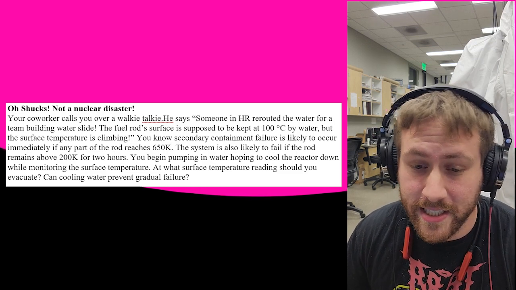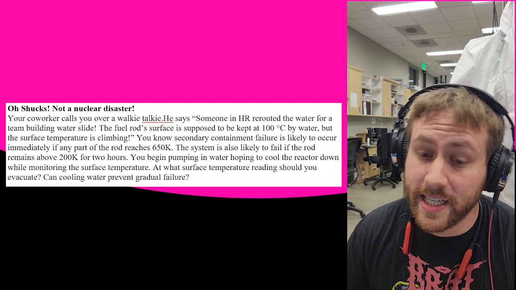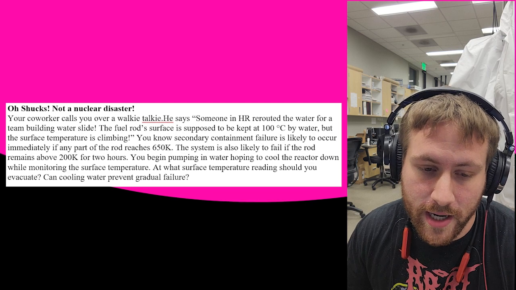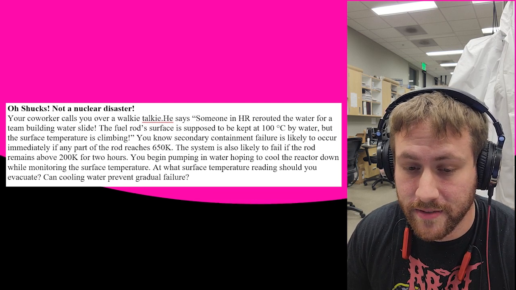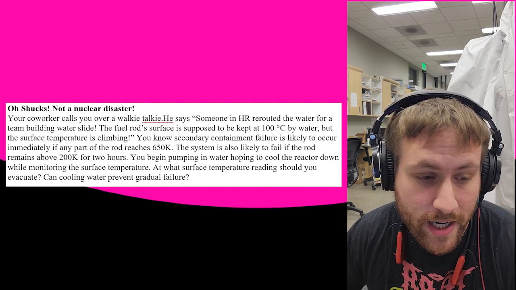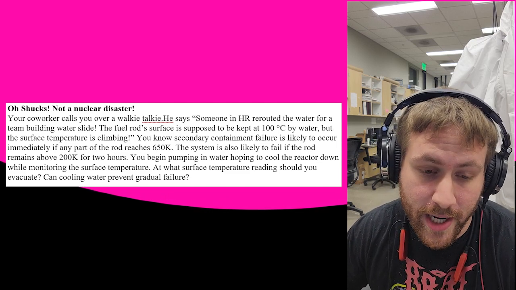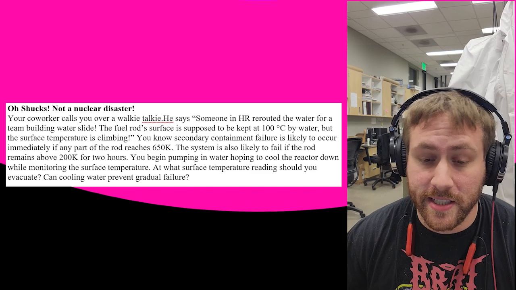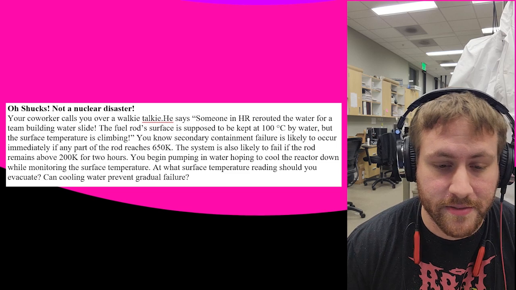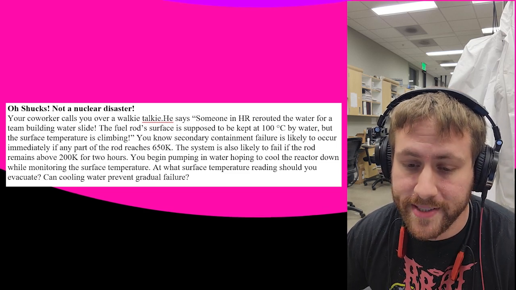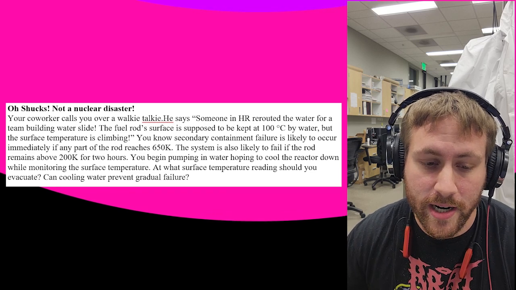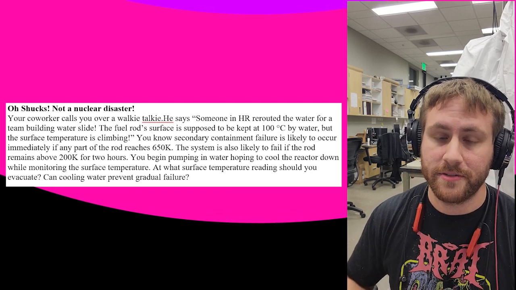You, as the engineer, know that secondary containment failure is likely to occur immediately if any part of the rod reaches 650 degrees Kelvin. Additionally, the system is also likely to fail if the rod remains above 200 Kelvin for 2 hours. You immediately start pumping water back in to cool the reactor down while monitoring the surface temperature. At what surface temperature reading should you evacuate? Can cooling water prevent gradual failure?